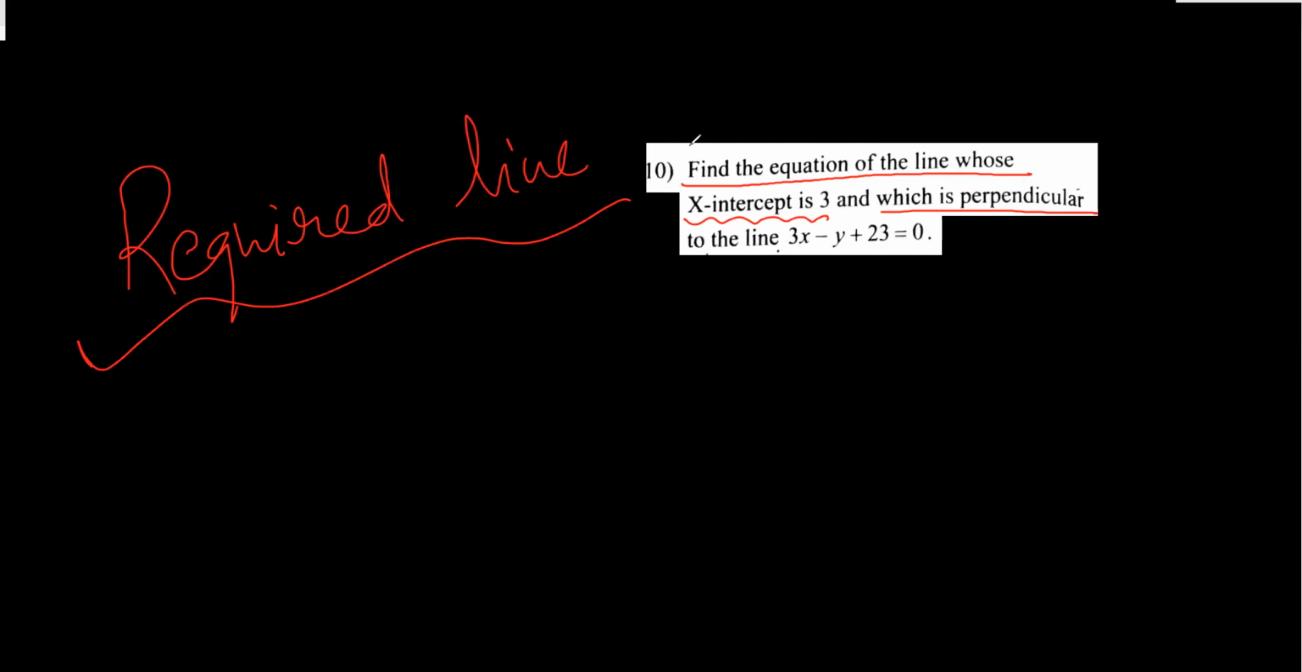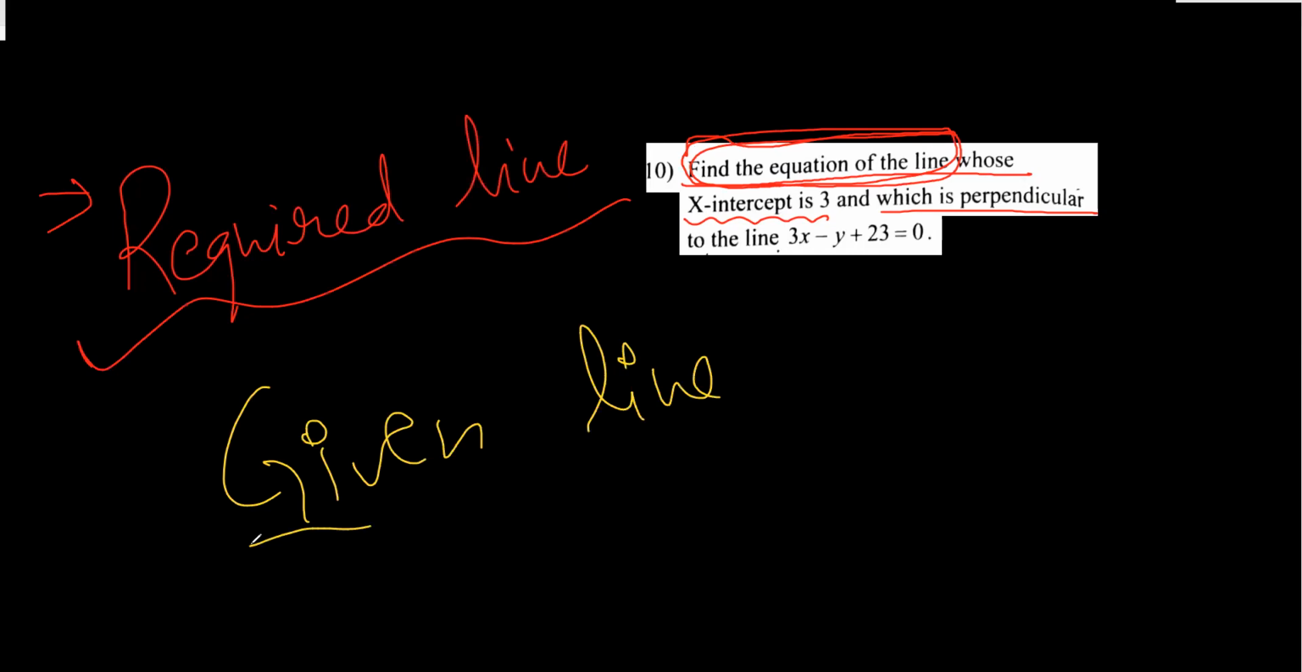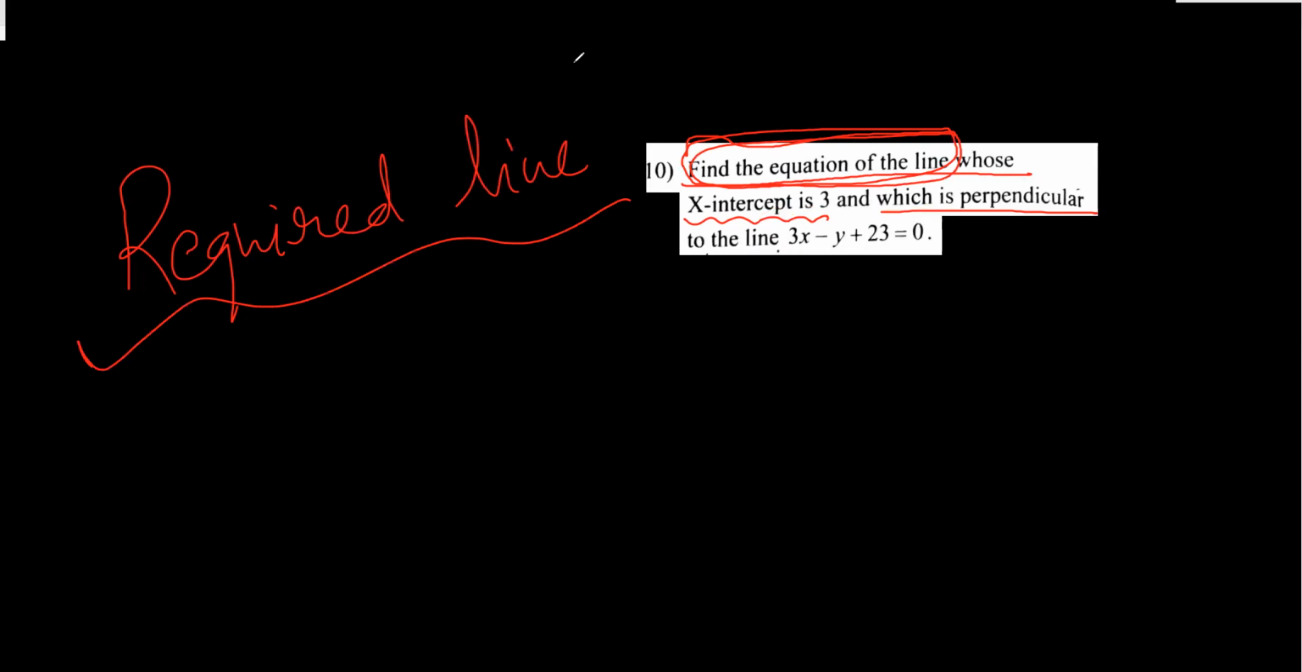What are they saying? They're saying find the equation of the line. So this line whose equation you have to find is the required line. Then next we will use the word given line. Okay. What is given line? The line which is given. See here, this is the given line. So what are they saying? They are asking you to get the equation of a line which has x-intercept as 3. The required line has x-intercept 3 and the required line is perpendicular to this given line.